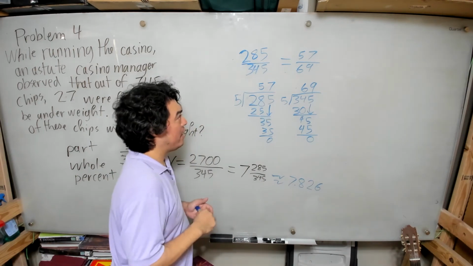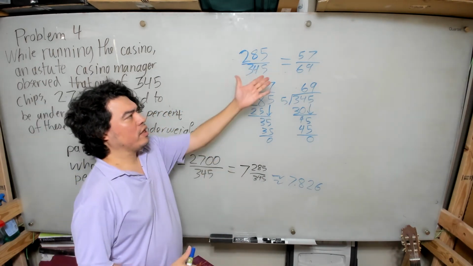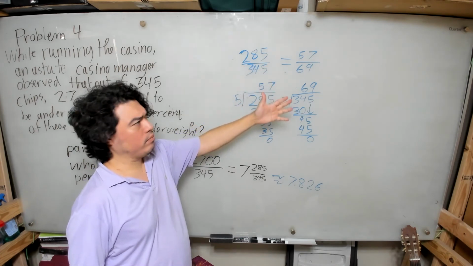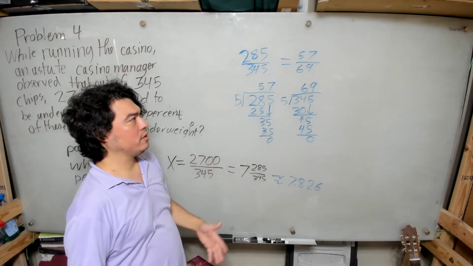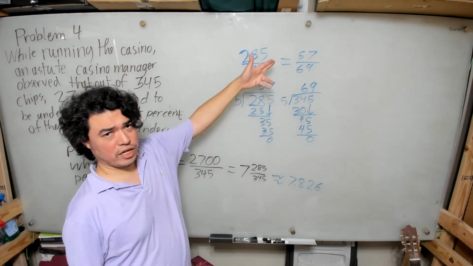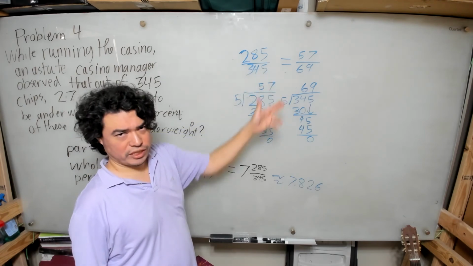And then you can ask yourself, does 2 divide the top and bottom? It doesn't. It doesn't divide the top because the top does not end with an even number. And it doesn't divide the bottom for the same reason.